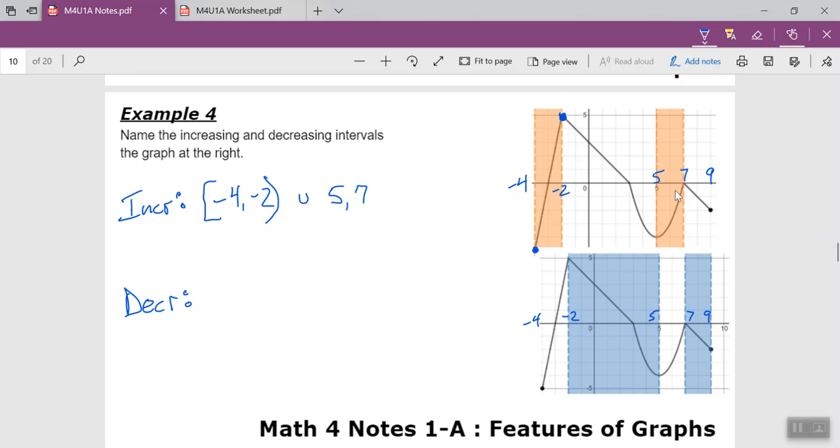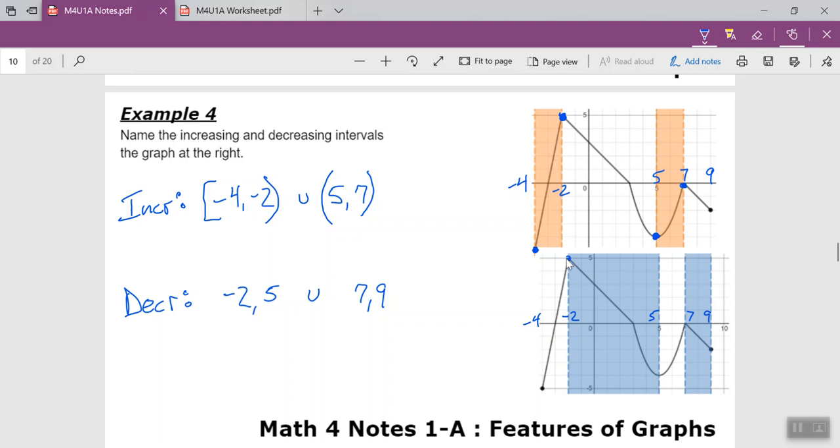Now, the same thing is happening over here with 5 and 7. Down here at the bottom, when you're at the very bottom of the valley, you're not going up or down. So you can't count 5 as part of the increase. And the same thing happens up here at the top at 7. So you're doing all of that. Now, when we get to the decreasing part, decreasing goes from -2 to 5, and then it picks up again with 7 to 9.